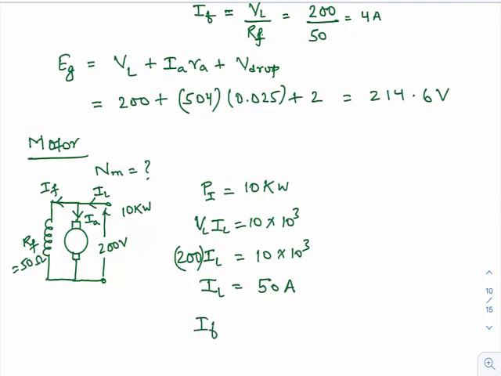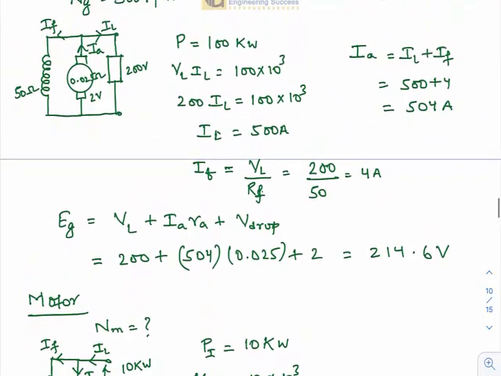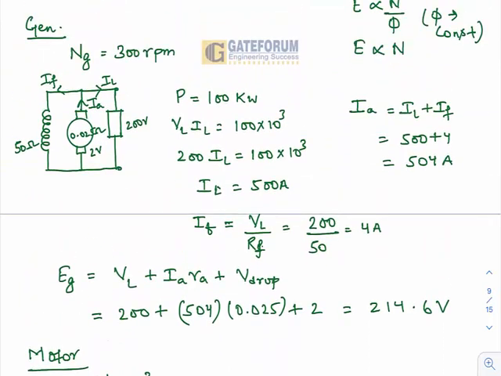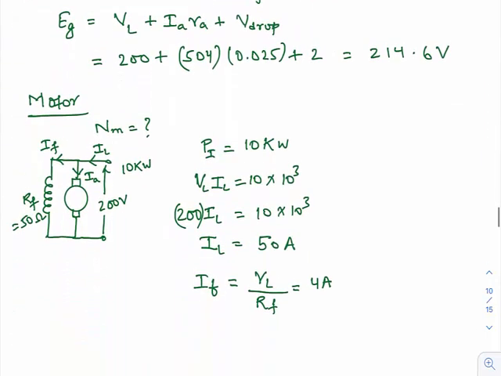And IF value would remain same because I know that VL is same and RF is same. So IF value would remain same, that is 4 ampere. That is why I am telling you that the excitation remains same in case of generator and motor. In both the cases I am having 4 ampere. So that is why I am assuming that the flux is constant. There are two conditions because you are neglecting the armature reaction and the excitation remains same. That is why the flux will remain same, and the EMF is just dependent on the speed. The EMF of a DC machine is just dependent on the speed of the corresponding machine.